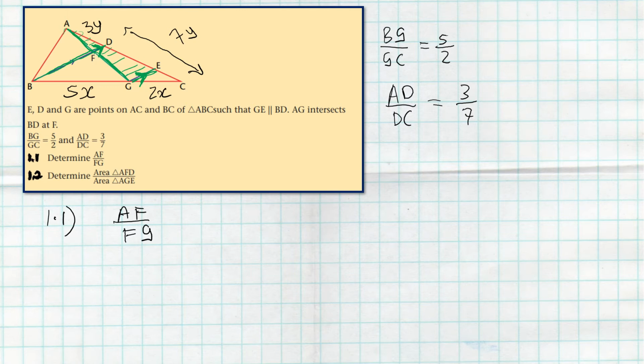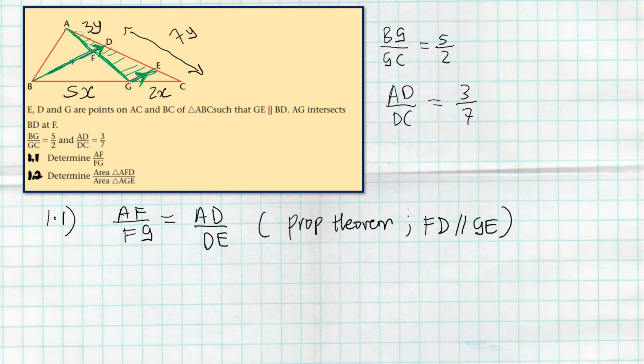And how can we use proportionality theorem? It will say AF over FG is equals to what? Is equals to AD over DE. And what is our reason? It's proportionality theorem. And we can also show them which lines were parallel, because FD is parallel to what? To GE, right? Because FD is parallel to GE.